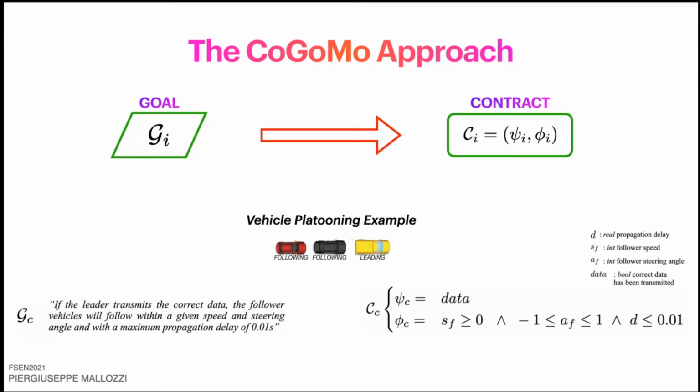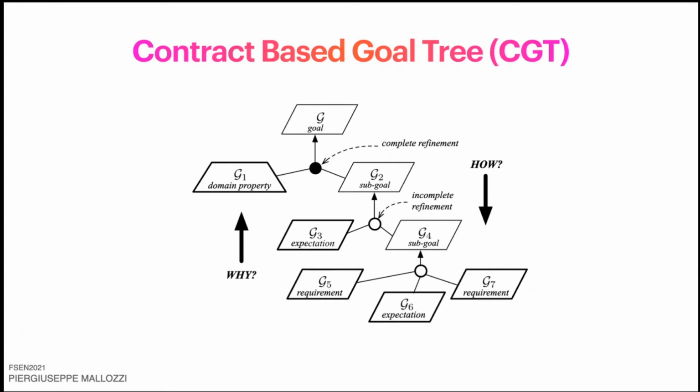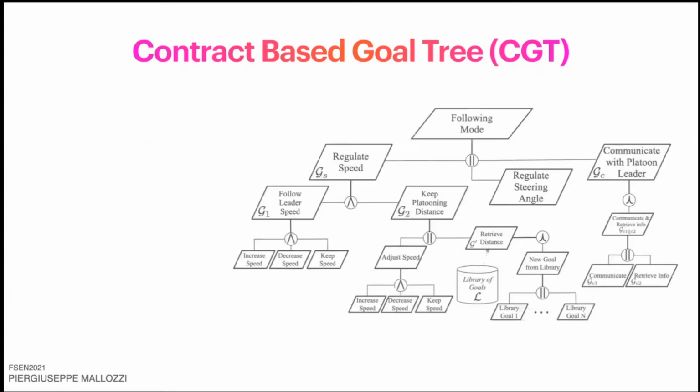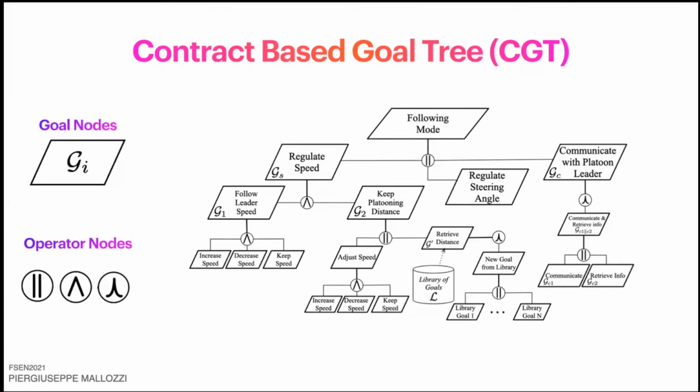Instead of using a goal model, we define a new formal model, which we named the contract-based goal tree. In this formal model we have two kinds of nodes: goal nodes, where each goal is formalized with a contract, and three operator nodes, which represent the operations that we explained before, which are conjunction, composition, and refinement. The edges connect the goal nodes to the operator nodes and vice versa.